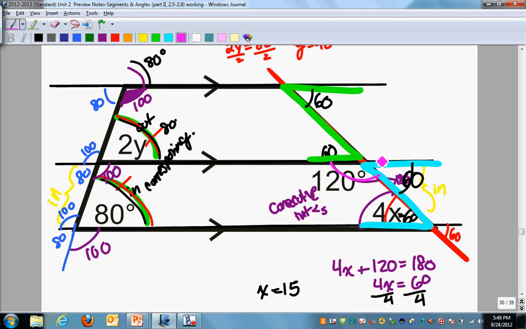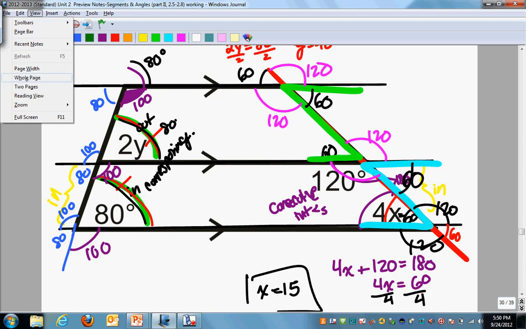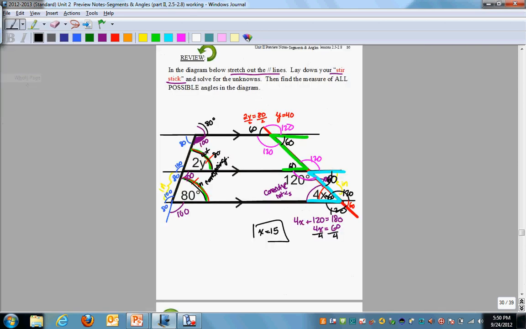If this is 120, then over here is 120. That means this is 120, this way is 120. This way is 60 as well. Over here, that's 120, and that's 120. So we have our variables, and we have every possible angle in the diagram using parallel lines.